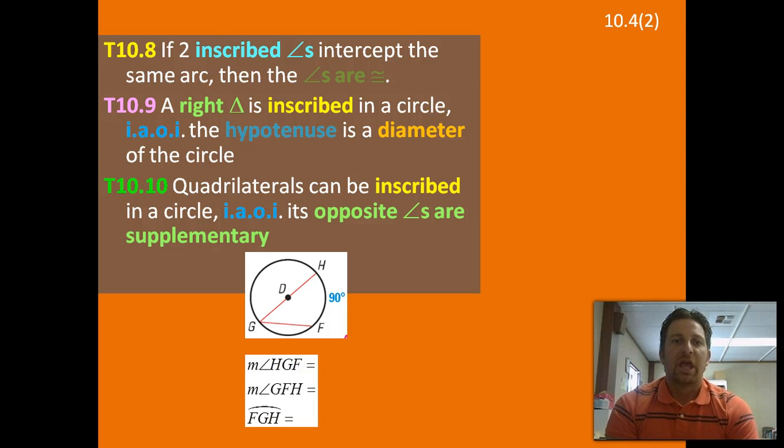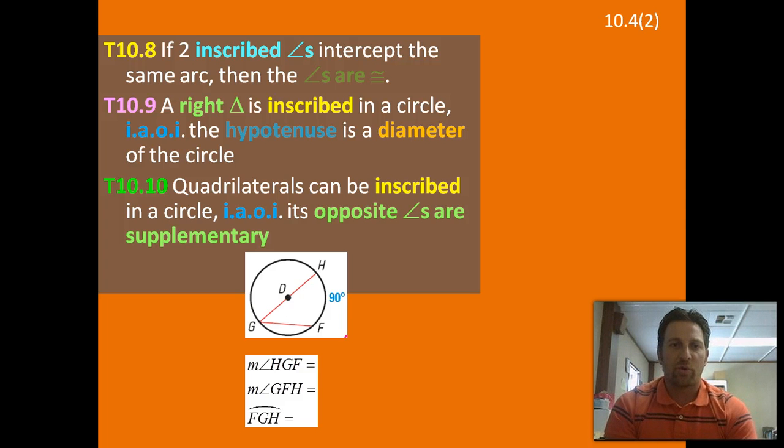Theorem 10.9 says a right triangle is inscribed in a circle if and only if the hypotenuse is the diameter of the circle. Remember, on the last slide I said that if you have a triangle within a circle and one of the angles in that triangle opens up to the diameter, then it's a right triangle. We'll talk about that here a little bit more.